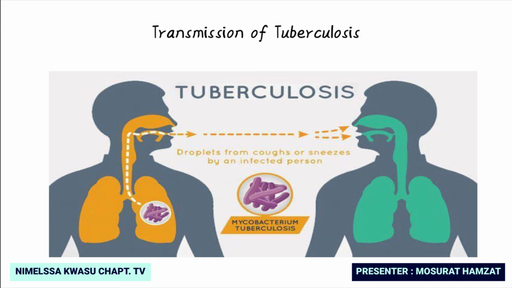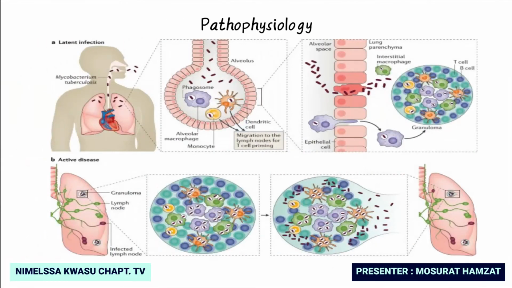So tuberculosis is an airborne pathogen. It is majorly transmitted through the air. When an infected person sneezes, coughs, speaks, or sings, the aerosol or droplets released contain the tubercle bacilli. Once the bacilli are inhaled by another person, the person becomes infected.